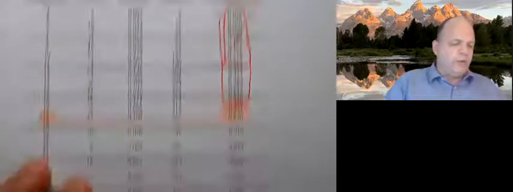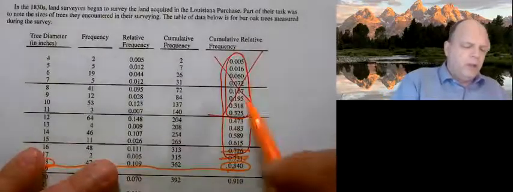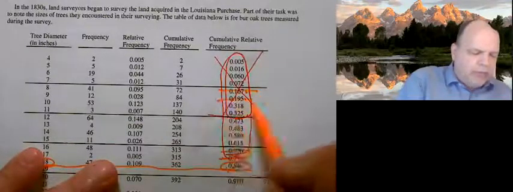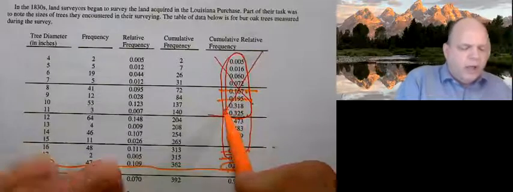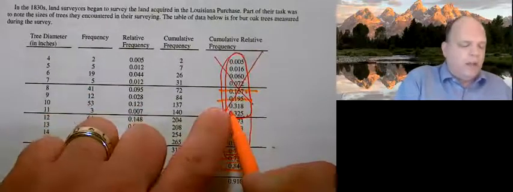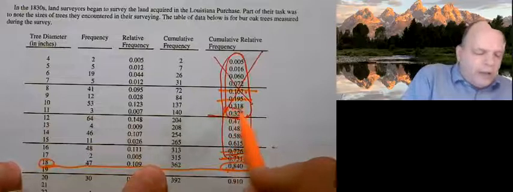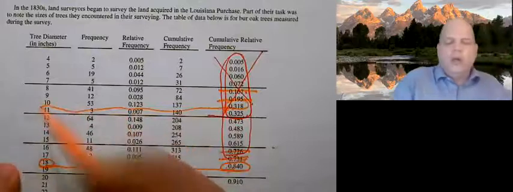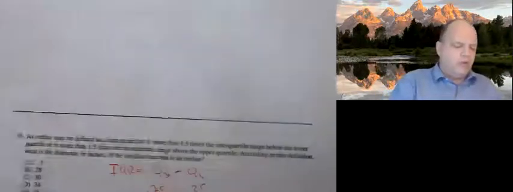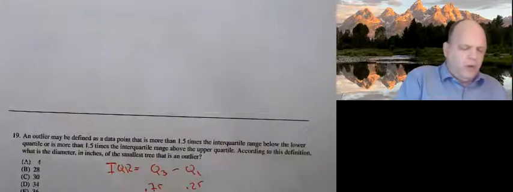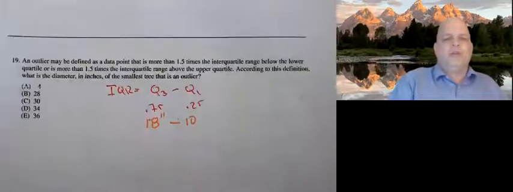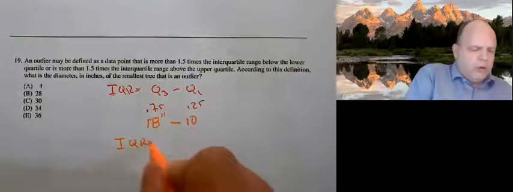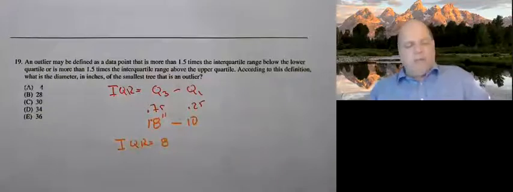Now I need to find the 25th percentile. Well, this is 16%, not big enough, 19%, not big enough. All of a sudden I'm at 31%, but this is the first time I've gotten to 25%. So this is my value. So 10-inch trees are my Q1. 10-inch trees are Q1. So my IQR happens to be 8: 18 minus 10.